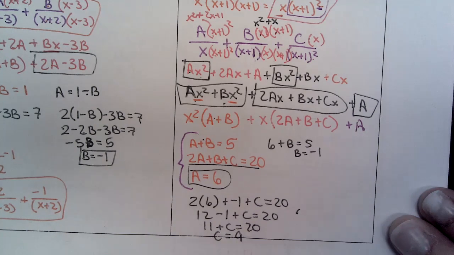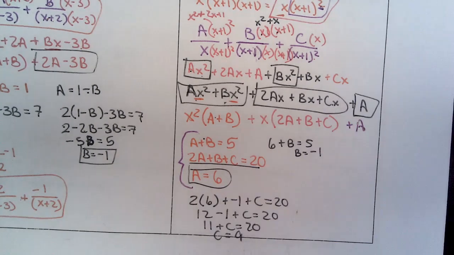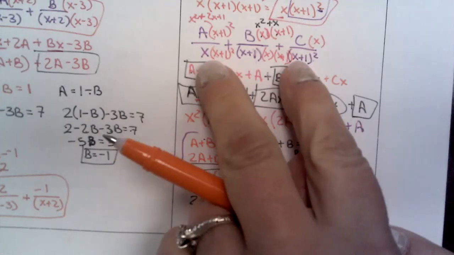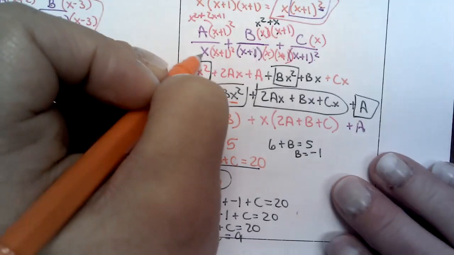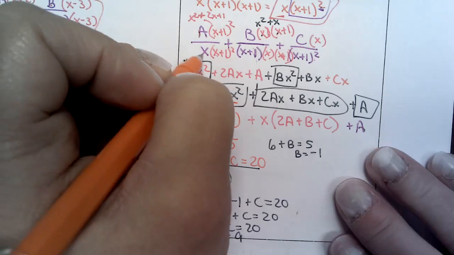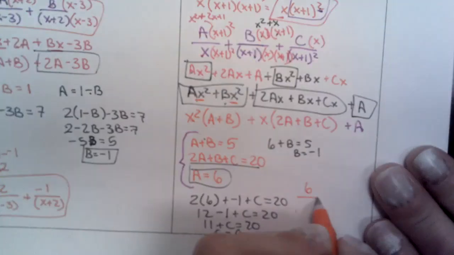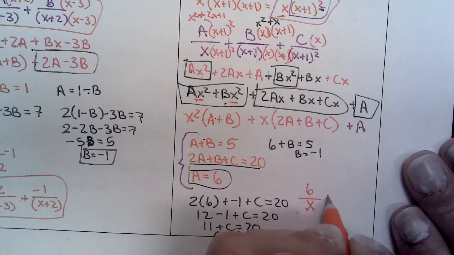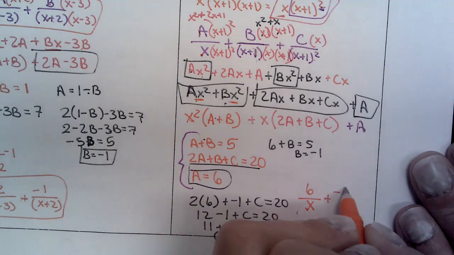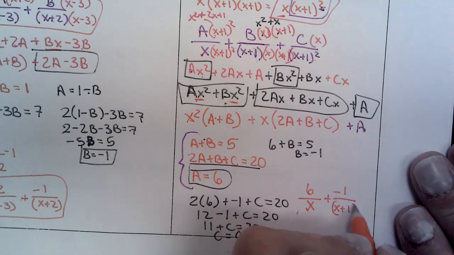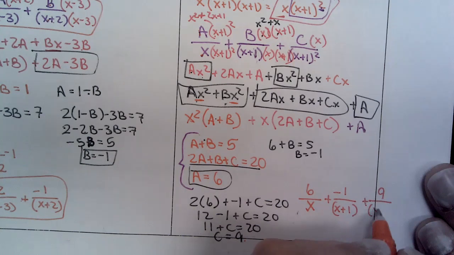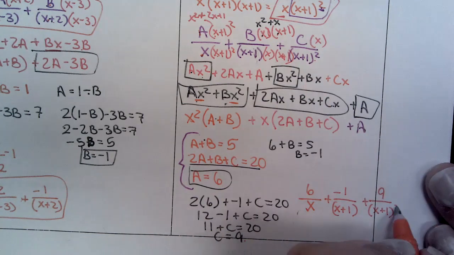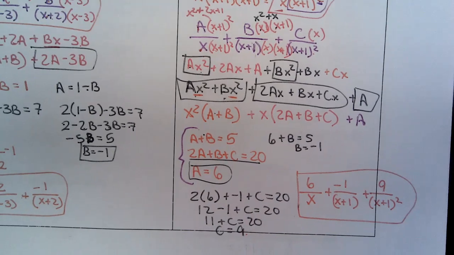Now my answer is going to be written as a bunch of fractions added together. This is where I have to take these denominators. Be careful that if you had a over x, you put the a value over the x value. So that's going to be 6 over x, plus my b value, which is -1 over x plus 1, and then plus my c value, which is 9 over what I had over here. And that's my final answer.